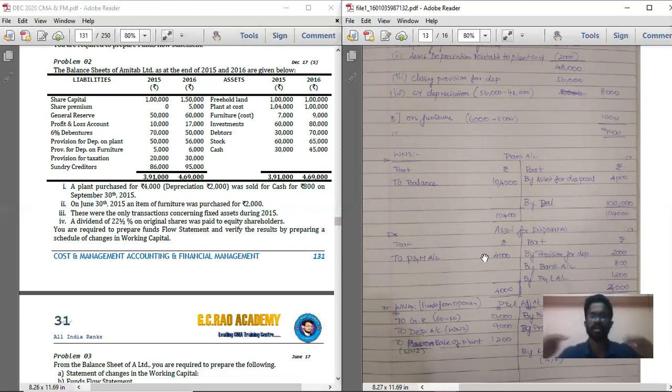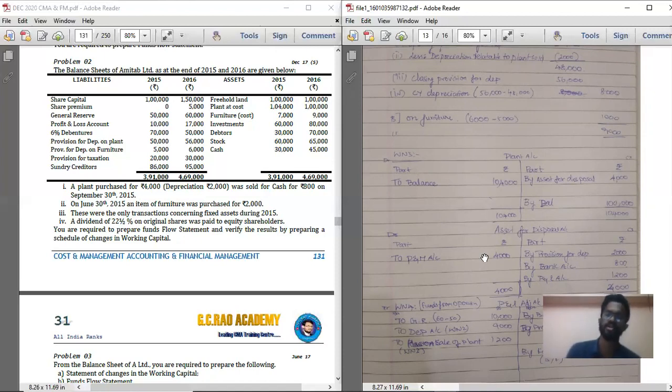Asset for disposal is nothing but calculating the profit or loss made by selling that particular asset. In the asset for disposal account, the cost of the asset will come on the debit side, to plant 4,000. And the cost reductions done to the plant and machinery, that is, the provision for depreciation you are debiting every year, should be credited to the asset for disposal account. So by provision for depreciation 2,000.